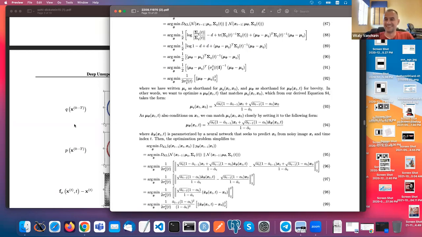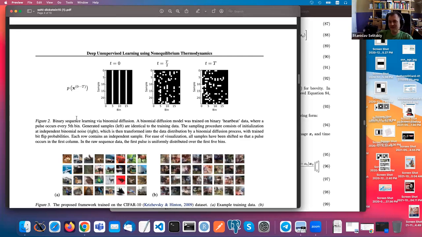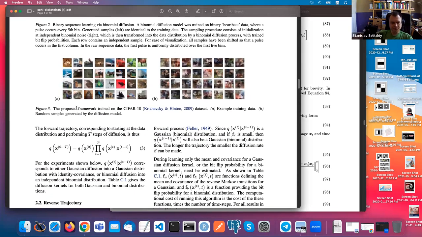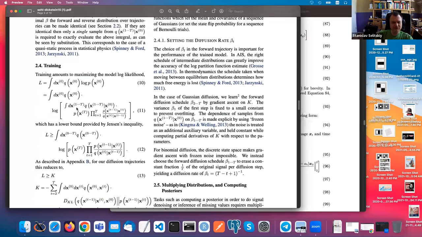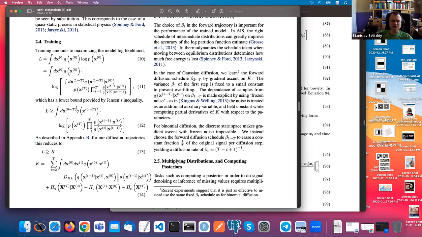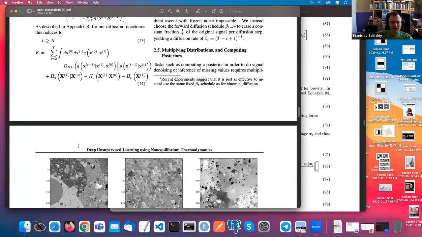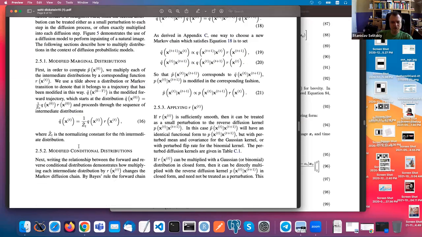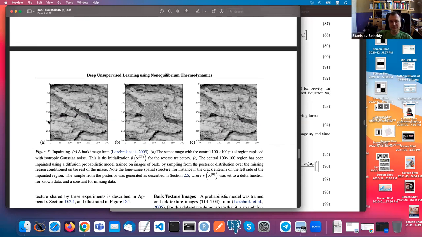Anyway, in the original paper they have a similar derivation, and there is also an appendix, but it's less informative than this one, though it's easy to find on the net. What is interesting is what they show here as a practical application, so they have an original image.